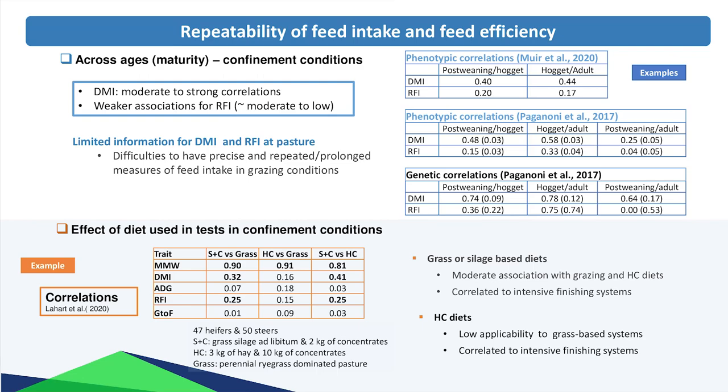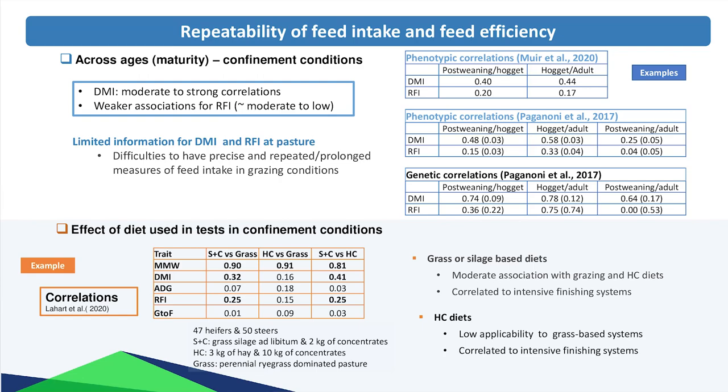One of the main conclusions is that if you want to predict the residual feed intake, or even the feed intake, of an animal in grazing conditions, it's important to include fiber. That means silage, grass silage, sorghum silage, or just any version of pasture or similar feed that includes fiber in the diet, to have a strong repeatability of the behavior of those animals later on pasture.